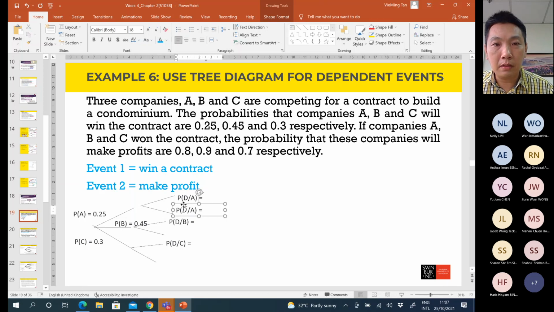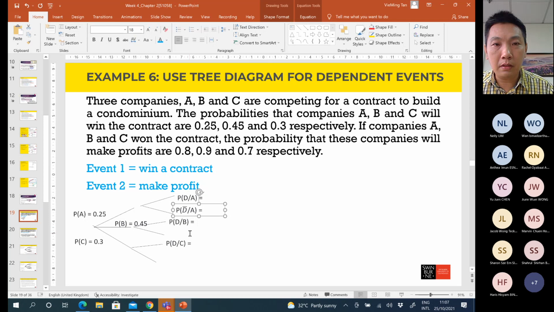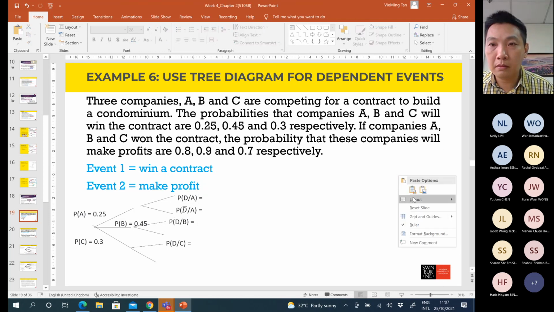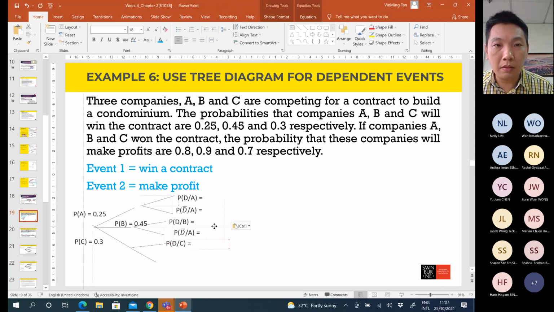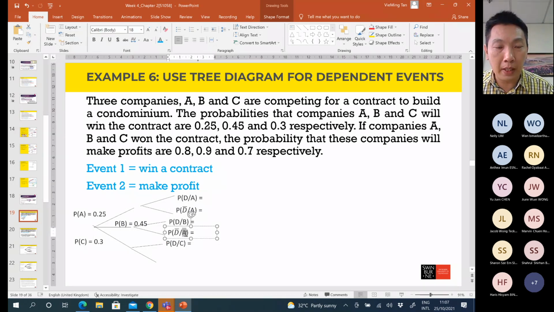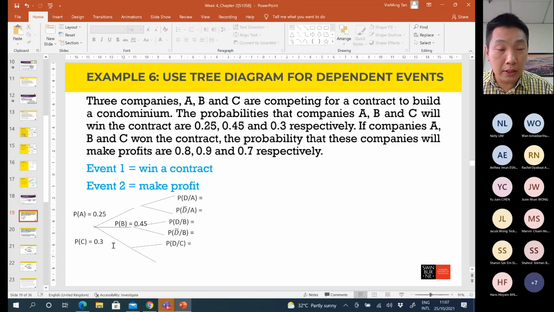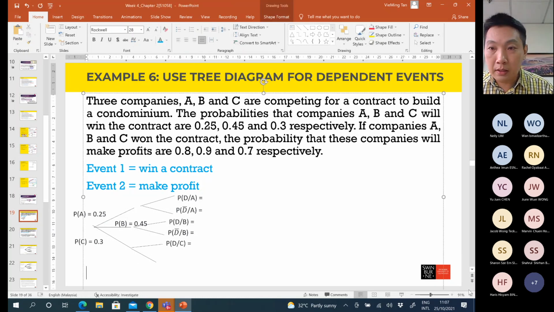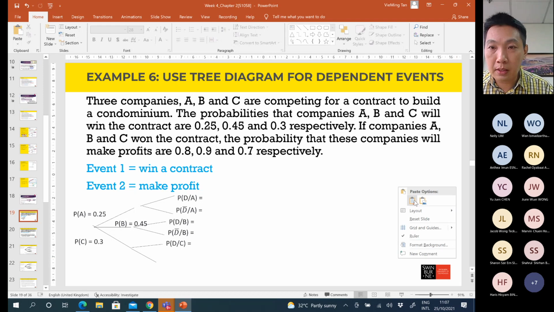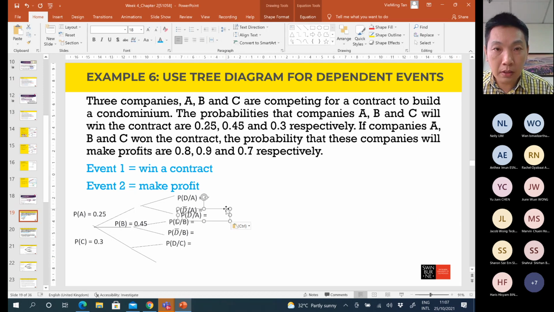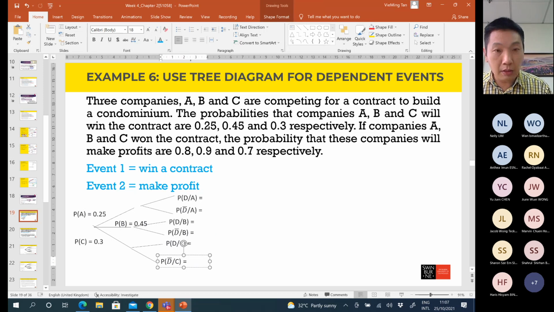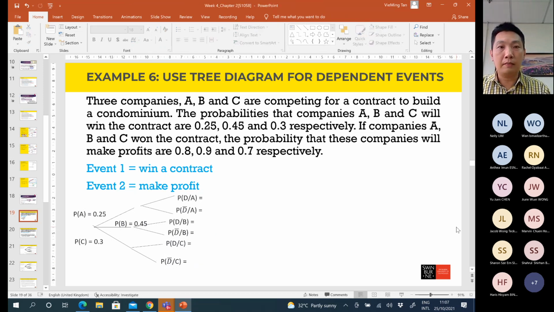For this branch, because it depends on B, B should be put at the back. For this one, it depends on C, so C should be put at the back for this branch. So this is how you draft your tree diagram, something like this.